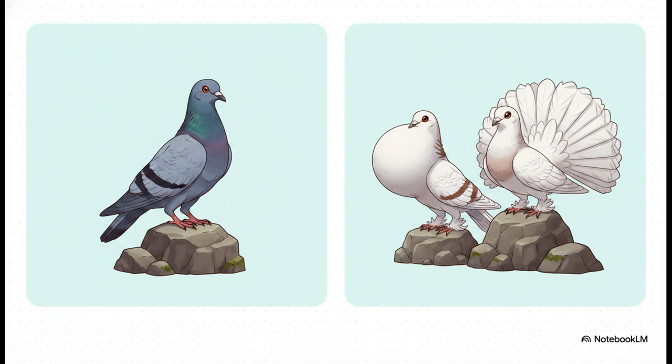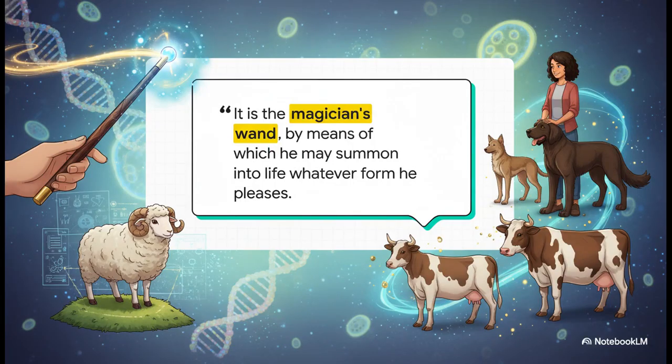If humans can take a basic rock pigeon and mold it into these bizarre, drastically different breeds in just a few centuries, it raises a massive question. What on earth could nature pull off over millions of years? This brings us to a really beautiful quote from Lord Somerville, who was talking about the power of sheep breeders. He said, "It is the magician's wand by means of which he may summon into life whatever form and mold he pleases."